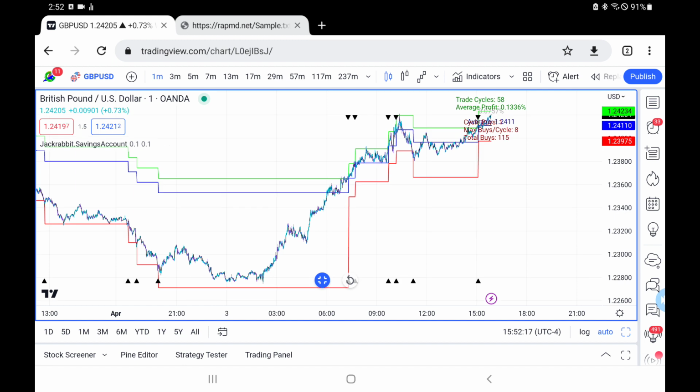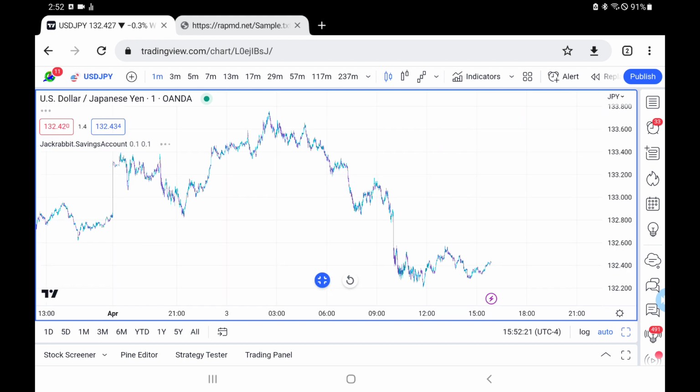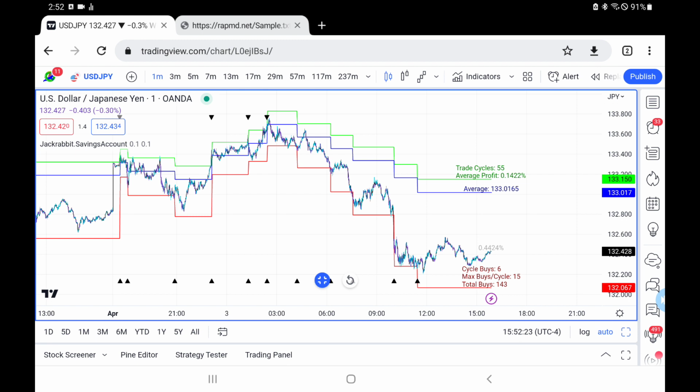So as you can see, the process works very well, and it does so very consistently. And it will work on any and every time frame. I just personally prefer the 1 minute.